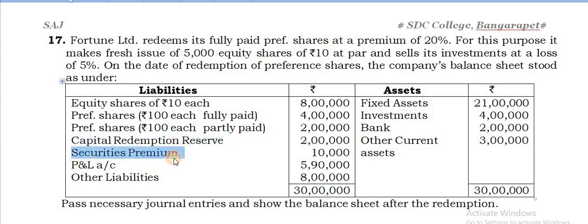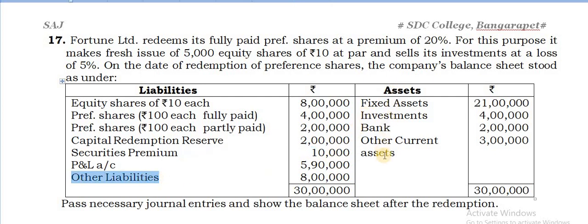Then securities premium. This will not be sufficient, because on 4 lakhs into 20%, it comes to 80,000. So 80,000 is the premium payable, but the amount available is only 10,000. Therefore the remaining 70,000 will be taken from the profit and loss account. Therefore in the new balance sheet, this premium will not be there. Okay. Then other liabilities, of course, you can take under current liabilities.